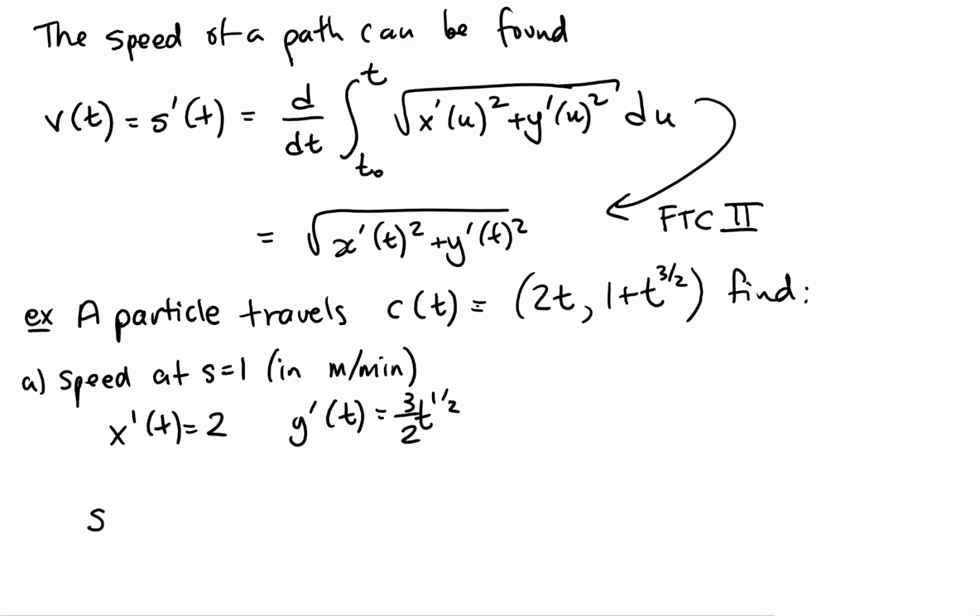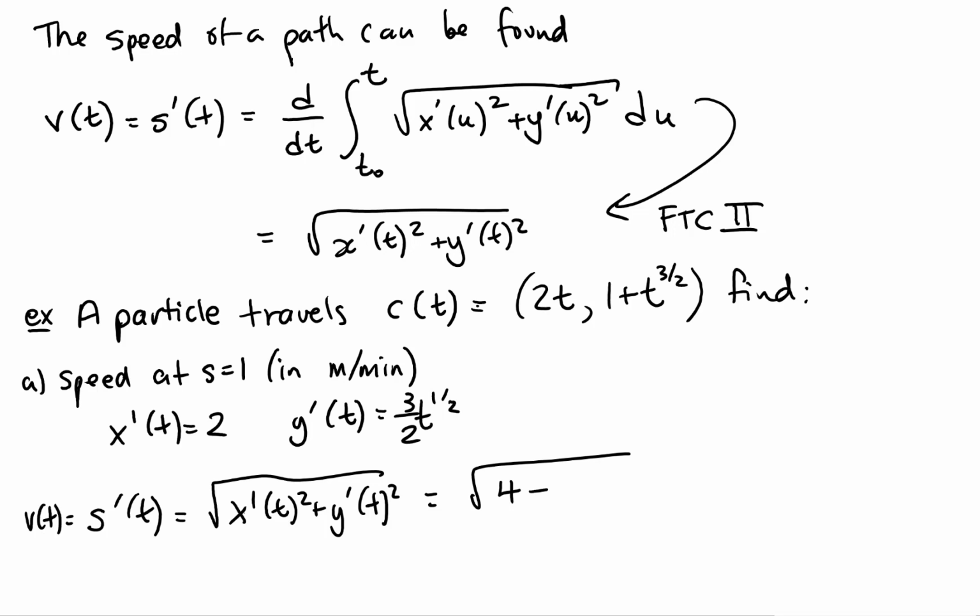The speed, velocity, so the speed is the derivative, will be the square root of x prime t squared plus y prime t squared. And in this case, that'll be the square root of 4 plus 9 over 4 t. And this is in meters per minute. And then the speed at 1, velocity at 1, will be about 2.5 meters per minute.